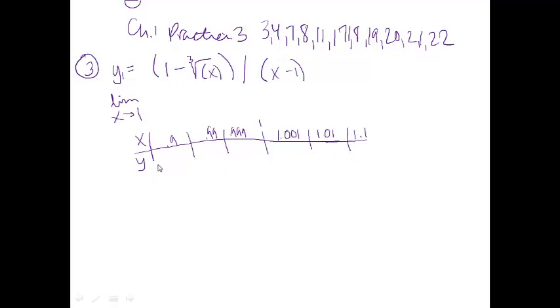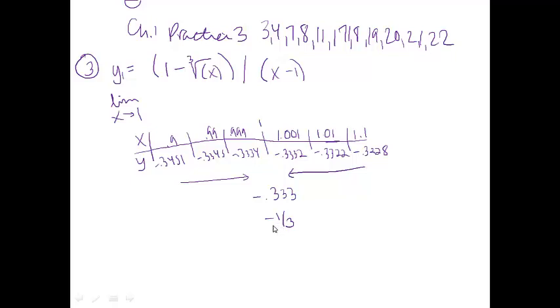I should get negative 0.3451. For 0.99, I get negative 0.3345. For 0.999, I get negative 0.3334. For 1.001, I get negative 0.3332. For 1.01, I get negative 0.3322. And for 1.1, I get negative 0.3228. So as I'm coming in from the right and as I'm coming in from the left, I notice to 3 decimal places, my limit would be negative 0.333. If I wanted to simplify that, I could write negative 1/3.